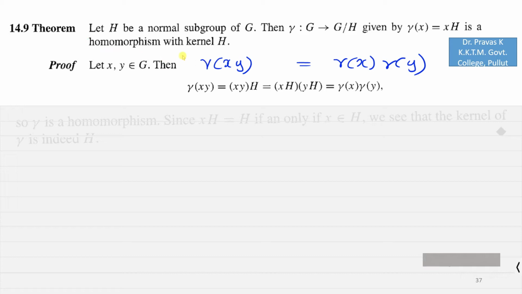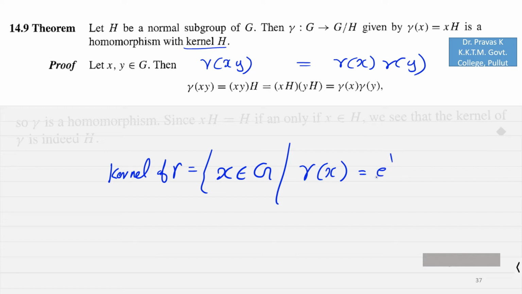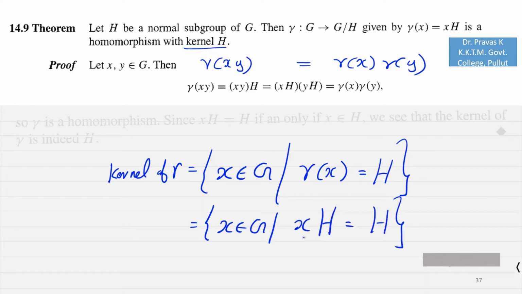Next we find the kernel of the homomorphism gamma. The kernel of gamma is the collection of all elements in G which are mapped to the identity element in G over H. That is, the identity element in G over H is H. Therefore it is the collection of all elements with xH equal to H. Now xH is equal to H only when x is an element of capital H. So we have proved that the kernel of this homomorphism is H, and you can see the single line proof in your textbook.